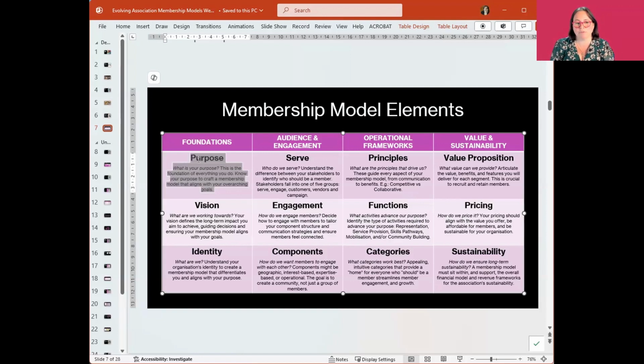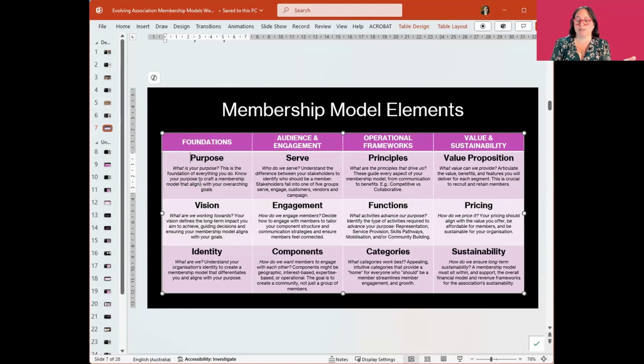But this is an example of the nuance of purpose. There are so many associations out there. Where's your uniqueness in your purpose? Are you there to represent the profession? Are you there to represent the sector? Are you there to represent a cause?